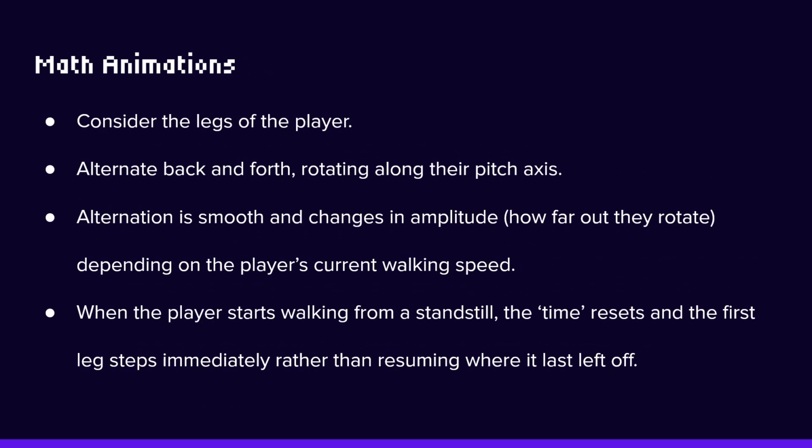So now we're going to talk about math animations. So I'm going to do an example here. So consider the legs of a player. They alternate back and forth, rotating, right? And the alternation is smooth, and it changes depending on your walking speed. So if you're walking very slowly, your legs will only go out a little bit. If you're walking very quickly or sprinting, your legs will go out to the very end, okay? And then if you stop and then start walking again, your legs immediately step from the default position. They don't just teleport back all the way out.